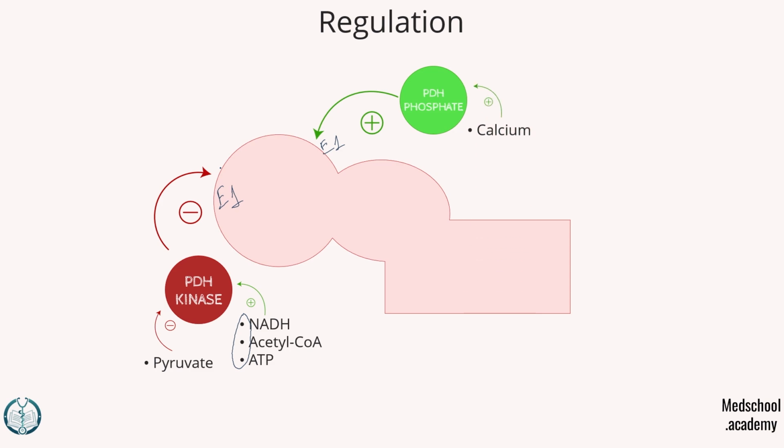So once pyruvate turns off the kinase, now we have nothing that stops E1 from functioning. And lastly, we have calcium. Calcium activates PDH phosphatase, which will then in response activate E1, increasing the activity of converting pyruvate to acetyl-CoA.